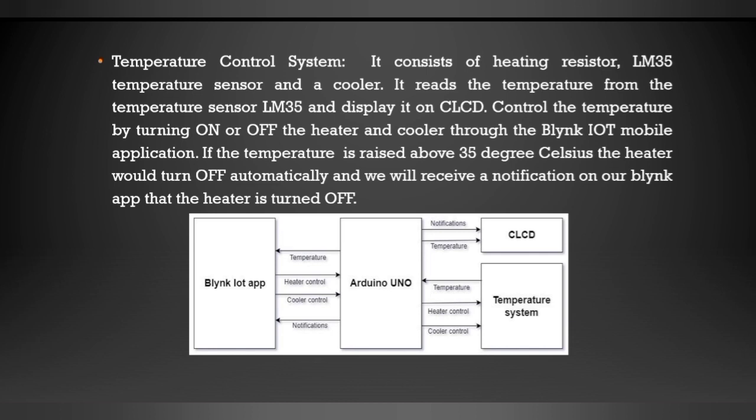Next, we controlled the temperature system including heater and cooler, which would function by sensing the temperature around it. If the temperature rises above 35 degrees Celsius, the heater would turn off automatically and we will receive a notification on our Blynk app that the heater is turned off. And also the temperature will be displayed on the CLCD, that is the liquid crystal display.